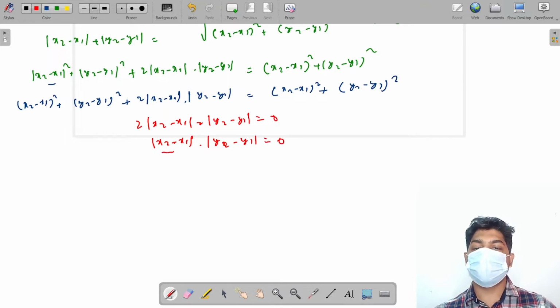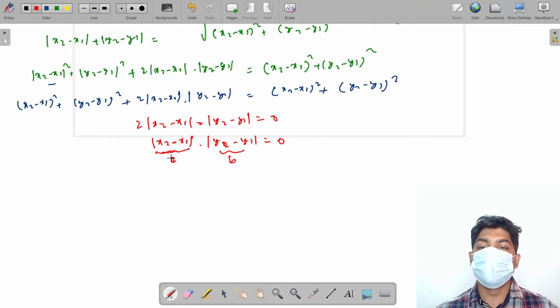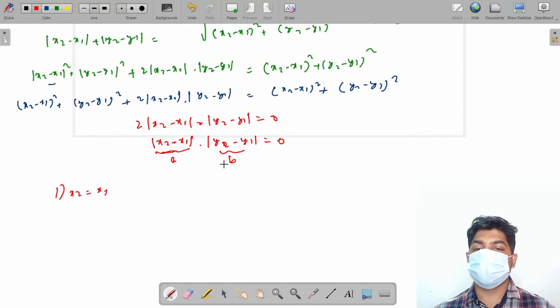So let's suppose this is a, this is b, so either a is 0 or b is 0 or both are 0, in these three conditions we will get a product of 0. If a is 0, then the condition will be x2 equals x1. If b is 0, then the condition is y2 equals y1. And if a is also 0 and b is also 0, then x2 equals x1 and y2 equals y1.